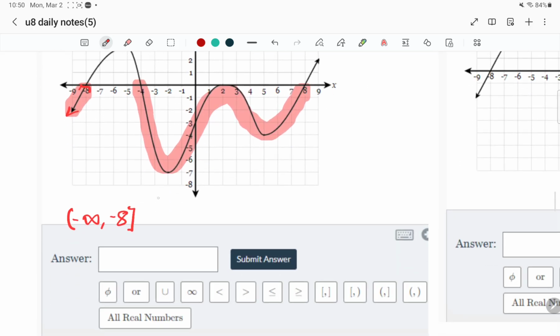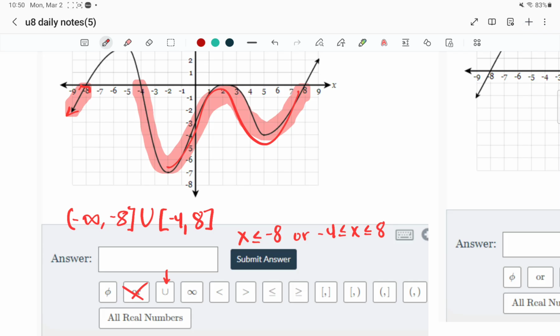And let's just keep going. Okay, or, because I'm using interval notation, I'm going to use that or, not this one. Negative 4, comma, all the way to 8. And that's what I'd put in the answer box. And there's your inequality notation.